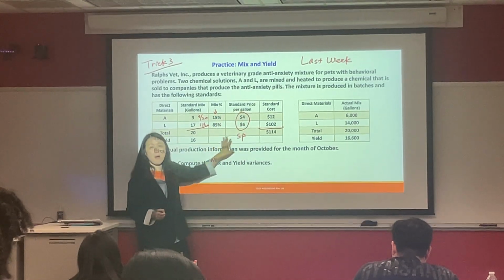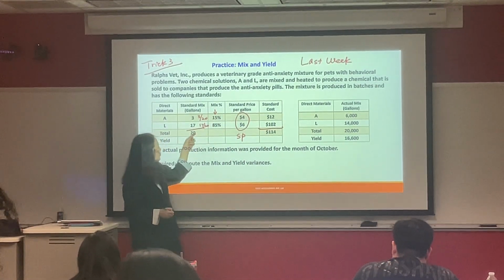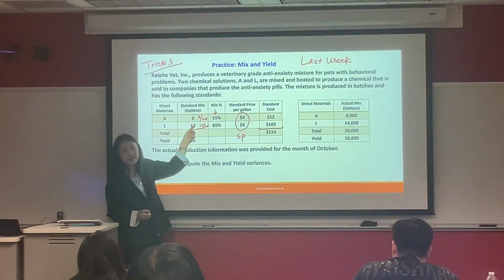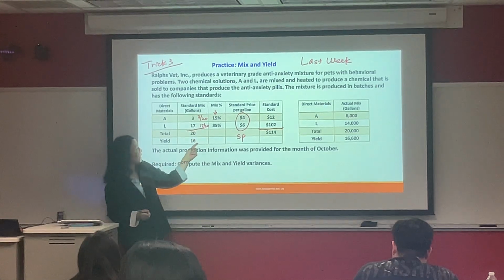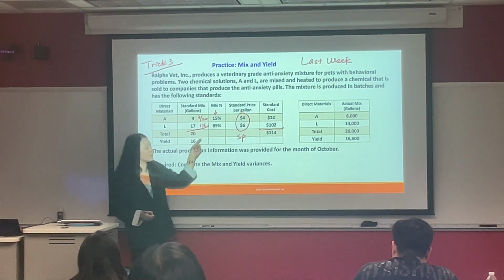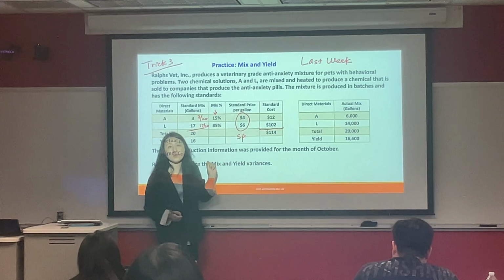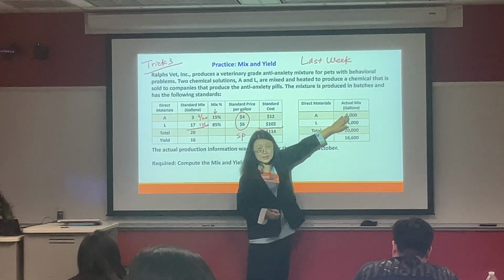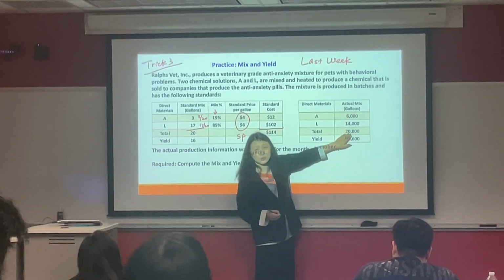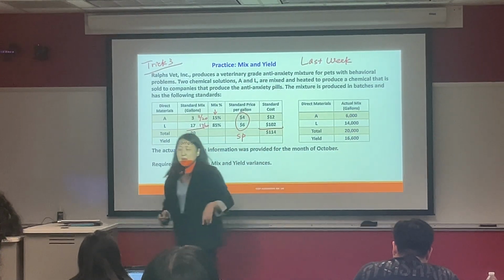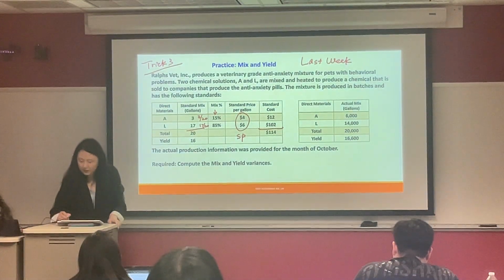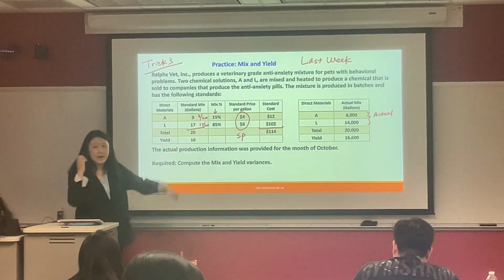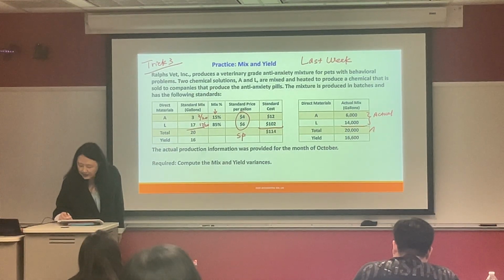So basically this is the small baby model. You put 20 in, that includes 3 gallons of A and 17 gallons of L, so that's a total of 20. You get 16 gallons out. The total cost for the company is 114. That's basically the small model. And then the actual model, you put in 6,000 of A and 14,000 of L, total 20,000, and you get 16,600. So this is the actual. You can directly use that already, but then this is AQ.